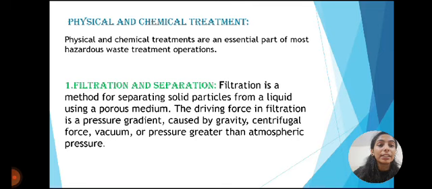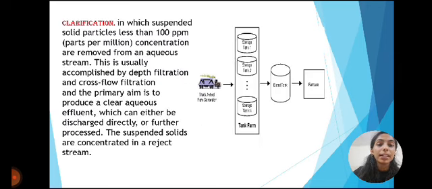Physical and chemical treatment. Physical and chemical treatment are an essential part of most hazardous waste treatment operations. First, filtration and separation. Filtration is a method for separating solid particles from a solid-liquid mixture using a porous medium. The driving force in filtration is the pressure gradient caused by gravity, centrifugal force, vacuum, or a pressure greater than atmospheric pressure.